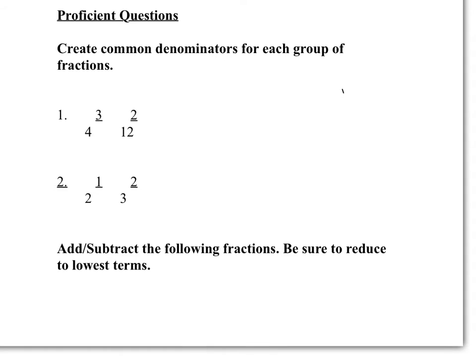Create common denominators for each group of fractions. Okay, for this fraction, the common denominator should be 12 for both fractions. Which, if you got to this point, I was actually pretty happy. Alright, but 9/12 and 2/12. I did not ask you to do anything else in this question.